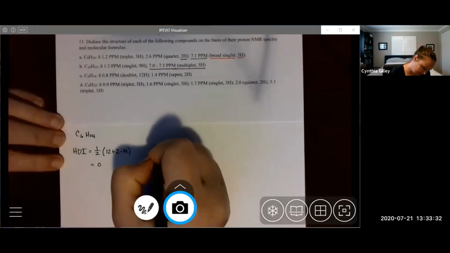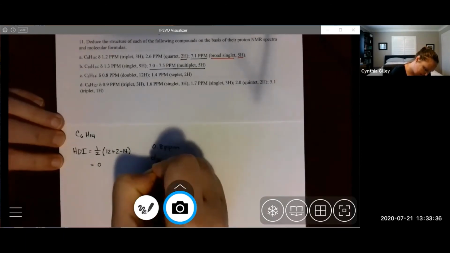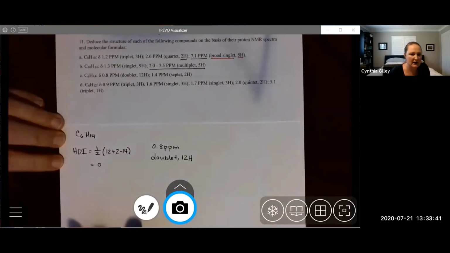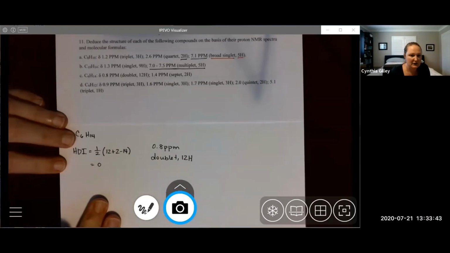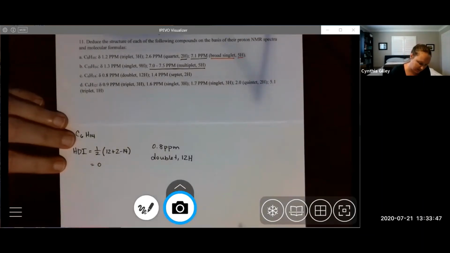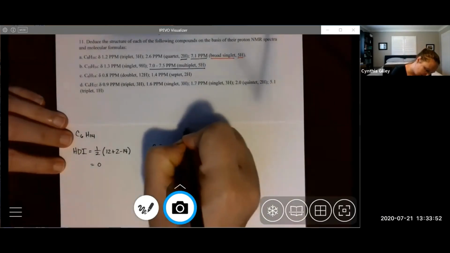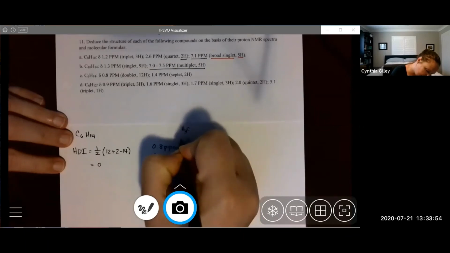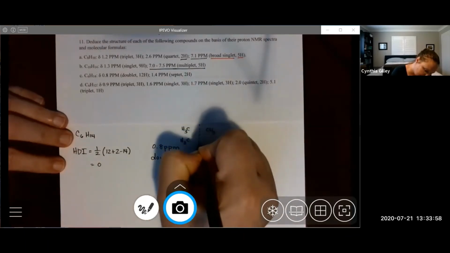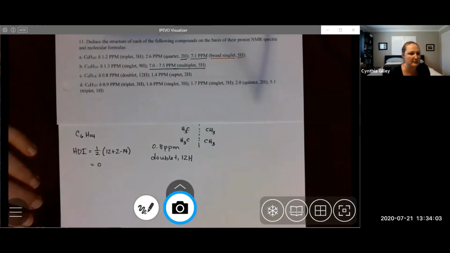So for a signal, 0.8 ppm, doublet, 12 hydrogens. So 12 hydrogens is very unique, right? How do you get 12 hydrogens that are equivalent? So there must be some sort of symmetry, probably 3 different or 4 different methyl groups is my thought, with some sort of internal plane of symmetry making all of those methyl groups equivalent.